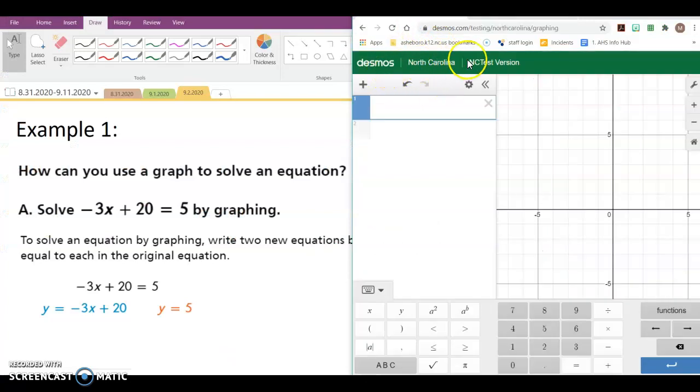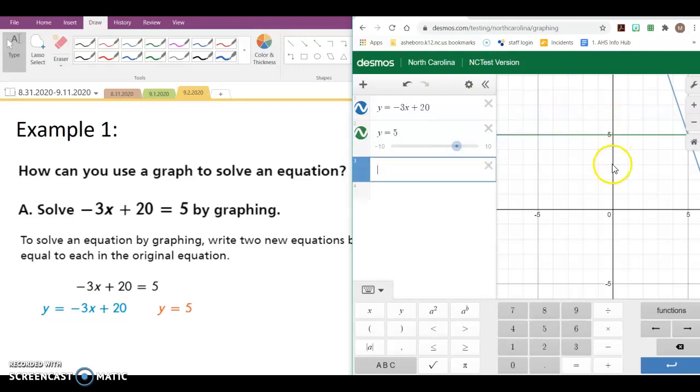And this is the Desmos NC test version. Literally, all I did was type Desmos NC test version into the search box and got it. So you should be looking at something like this. And to solve this problem, we're going to say y equals negative 3x plus 20. There's my first part of the equation. And the second part of my equation is y equals 5. Again, you got to separate it into two separate ones.